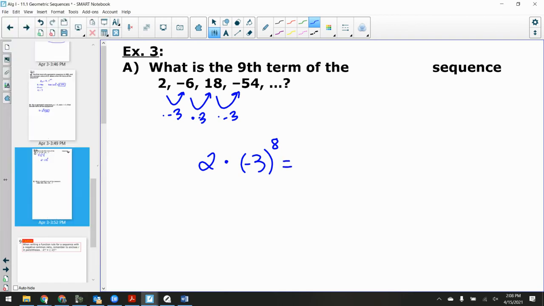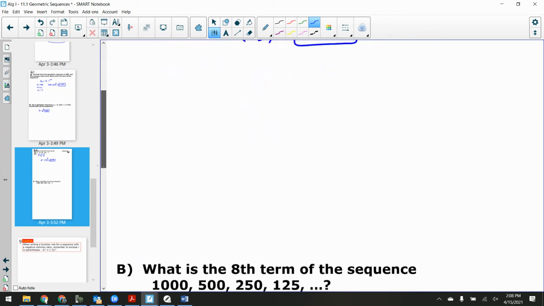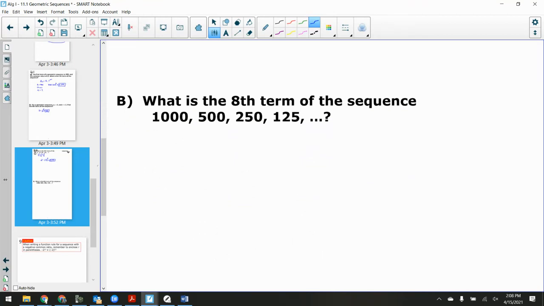Wow, over 13,000. So I started with 2, and only in the 9th term, I'm all the way up over 13,000. Something that grows really, really fast. Gets big really fast. Yeah. Take a look at another one.